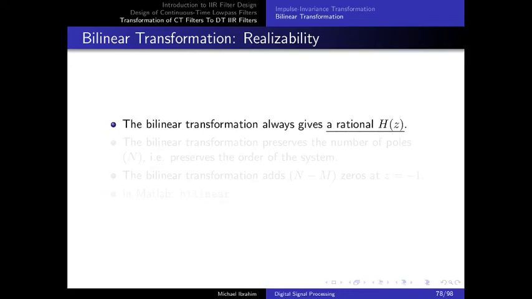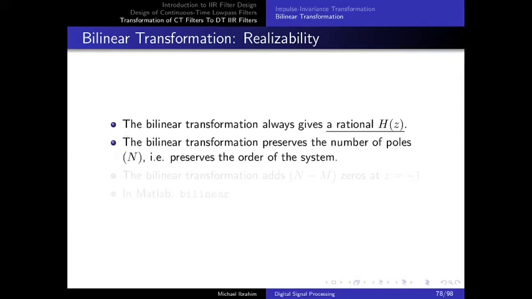So the bilinear transformation always gives a rational H of z, and this bilinear transformation preserves the number of poles. So if we have n poles in the continuous time filter, we will be having n poles in the discrete time filter. So the number of poles is preserved. In other words, the order of the system is preserved. So if we have a third order continuous time filter, we will be having a third order discrete time filter if we use the bilinear transformation.